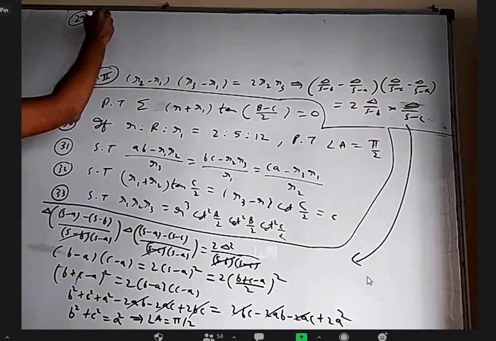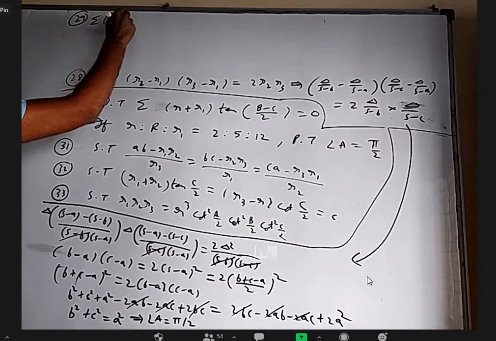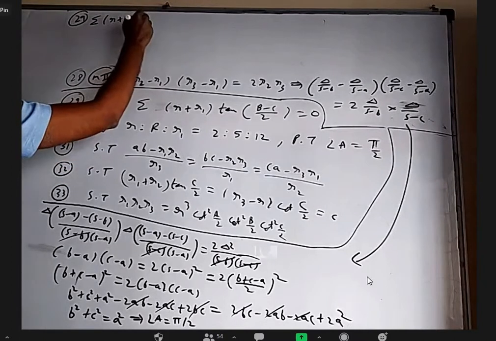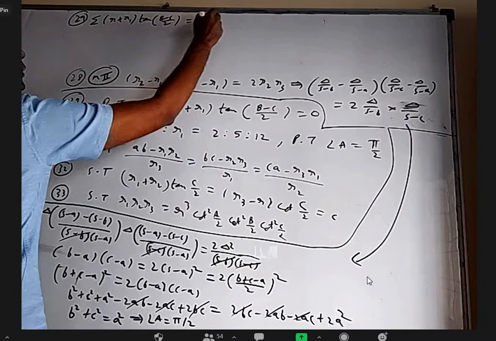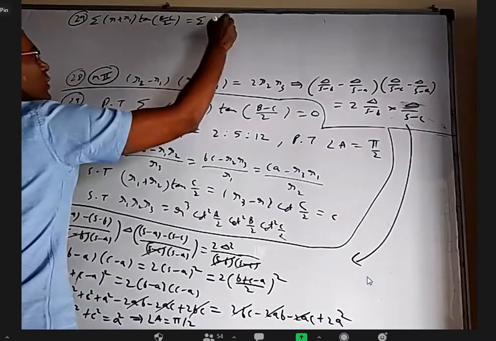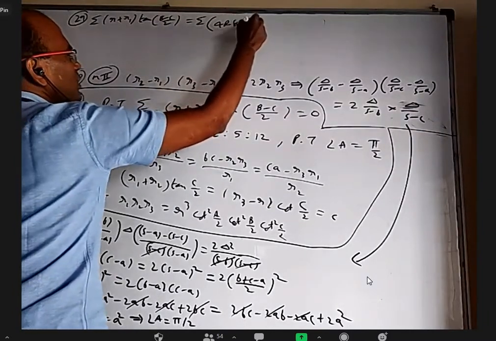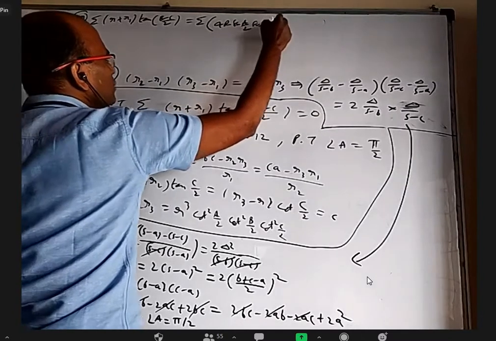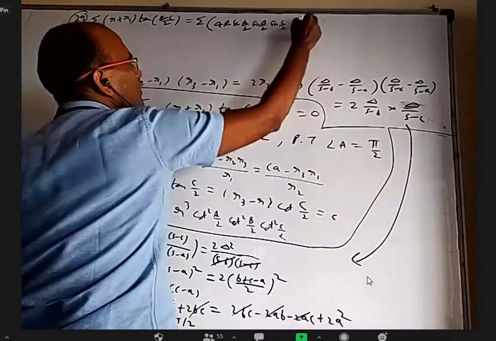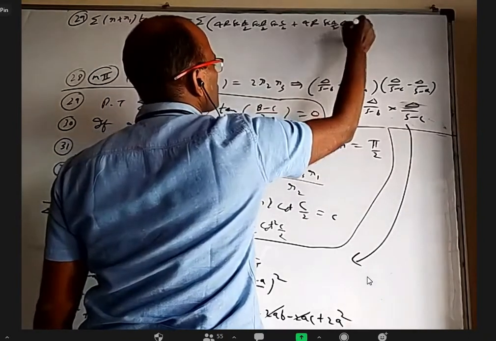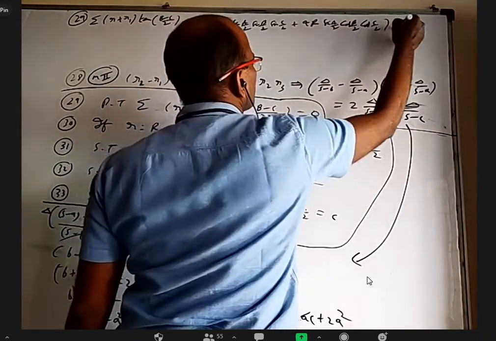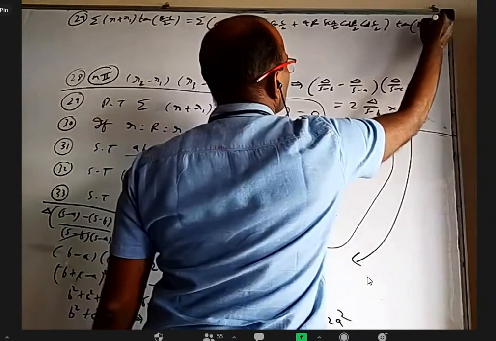Question 29: sigma of R plus R1 tan of B minus C by 2. Yes, sir, you can erase now. Okay, so this is 4R sin A by 2, sin B by 2, sin C by 2. This is 4 capital R sin A by 2, cos B by 2, cos C by 2, tan B minus C by 2.